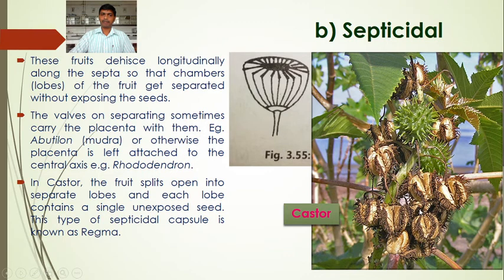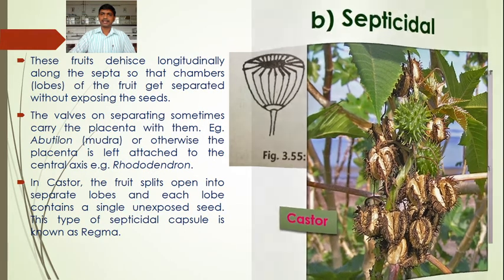So in case of abutilon, the placenta is present on the walls, while in case of rhododendron, the placenta is left attached to the central axis. Okay, in case of castor, here I have taken the photograph of the castor. The fruit splits open into separate lobes and each lobe contains unexposed seeds. This type of septicidal capsule is also known as regma. So this is the septicidal capsule where the fruit dehisces longitudinally along the septa without exposing the seeds.